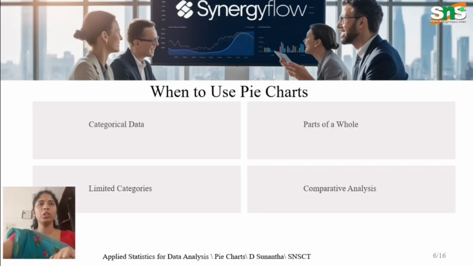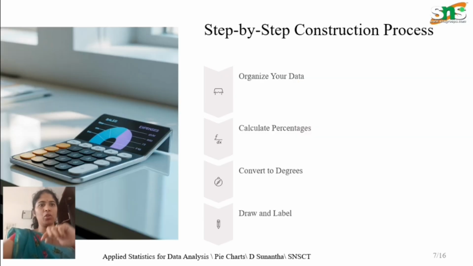So when do we use pie charts? When the data is categorical, when we want to show the parts of the data as the whole, when the number of categories is limited, and when the comparison involves percentages rather than the exact numerical values, we can use pie charts. However, if the data set contains many categories, a bar graph will be the best choice for the visualization.